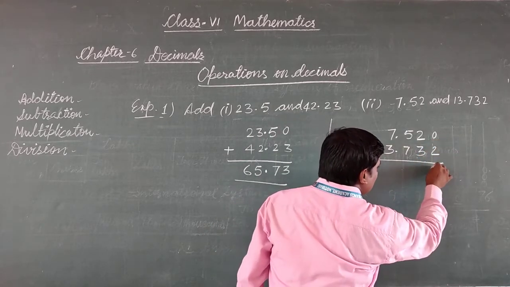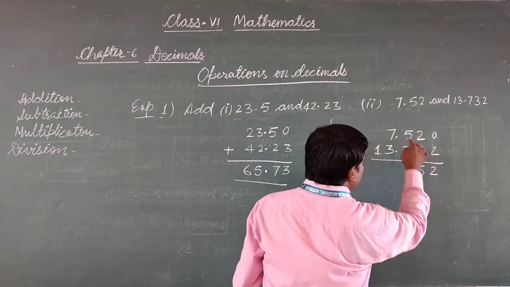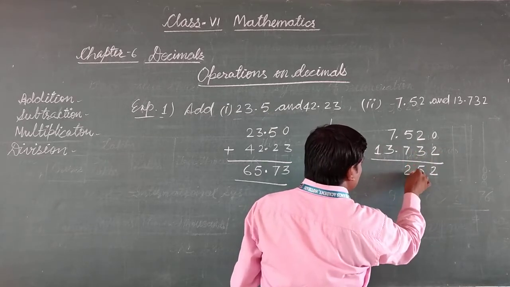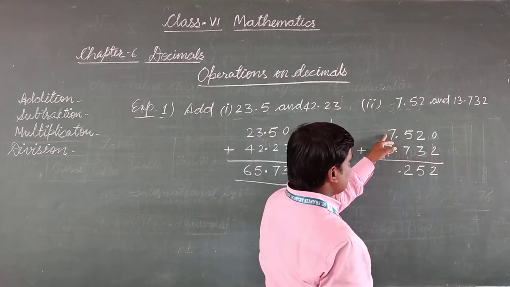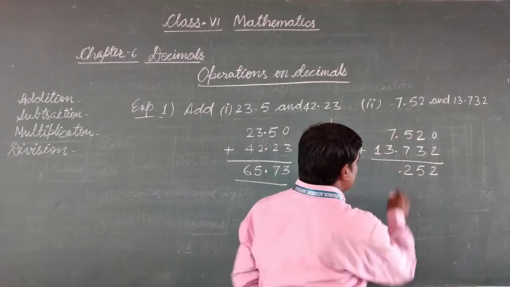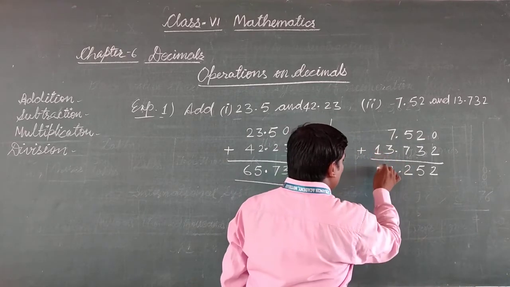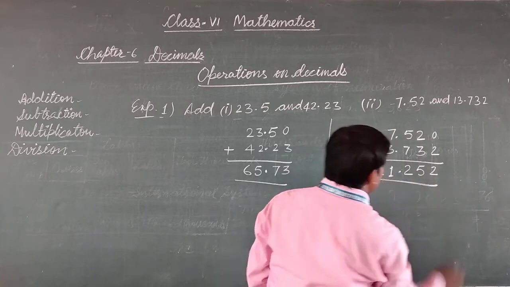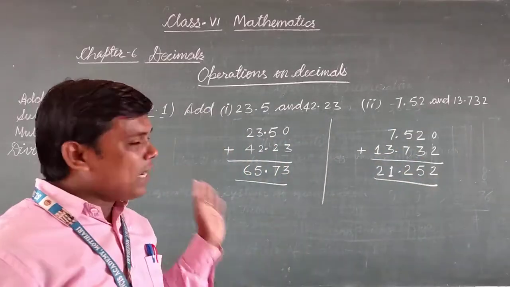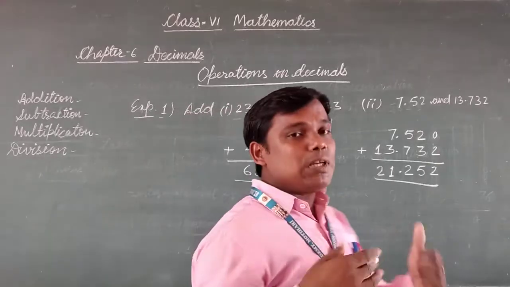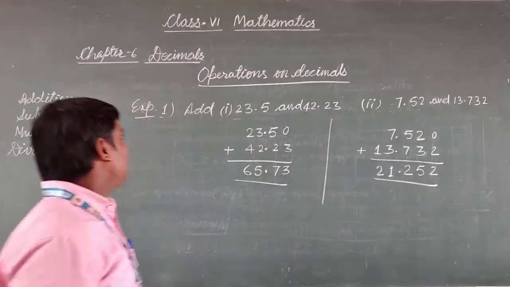0 plus 2, 2; 3 plus 2, 5; 5 plus 7, 12. Carry one, so the carry will be forwarded. 7 plus 1, 8, and plus 3, 11; and 1 plus 1, 2. So this is the sum of the given decimals. Similarly, we have to subtract by changing first the given decimals into like decimals, and then we will subtract. Let us see an example.